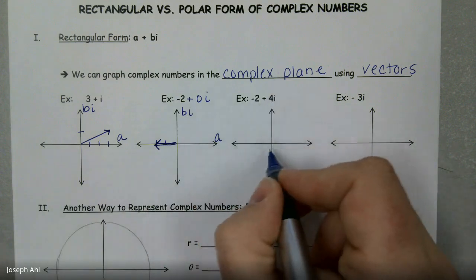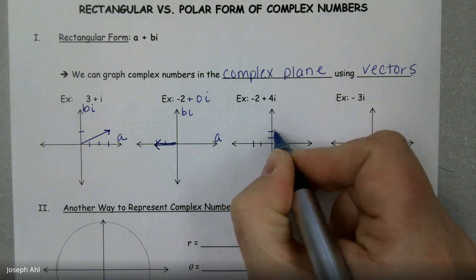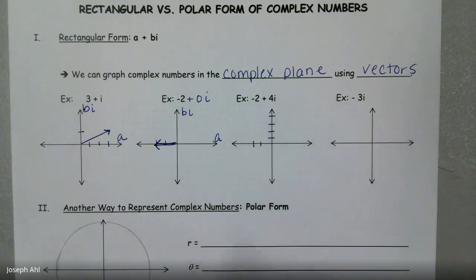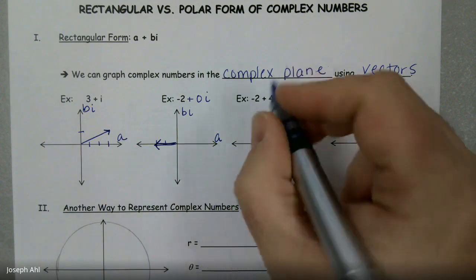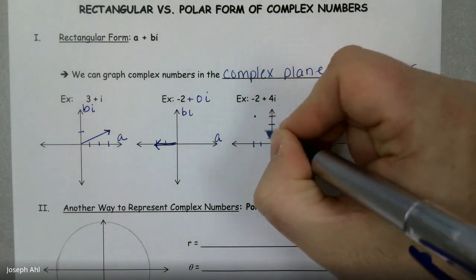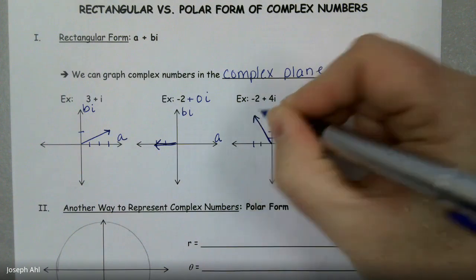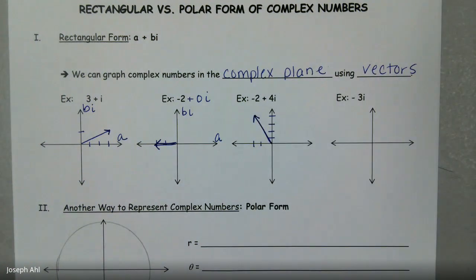-2 plus 4i, what would that look like? Well, if I go to the left 2 and then up 1, 2, 3, 4, you can plot the point that corresponds with where (-2, 4) is located. But then after that, from the origin, connect a vector to that location and put a little arrow at the end. Okay. So hopefully that's pretty solid for you at this point.